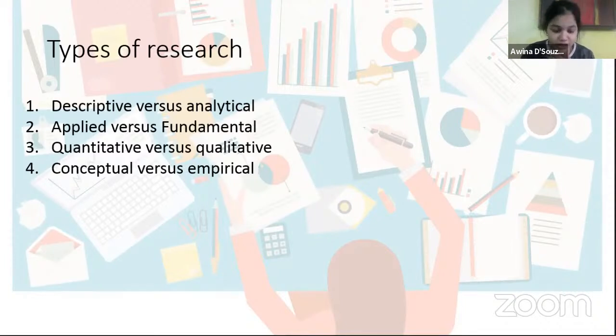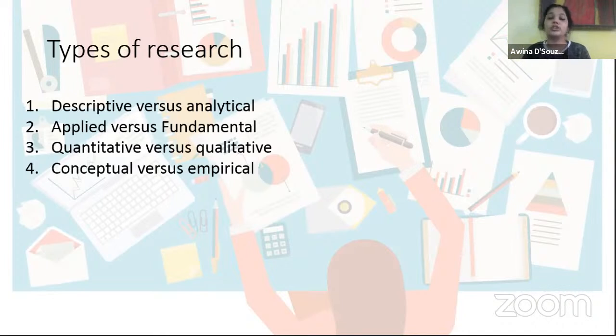Conceptual versus empirical. Conceptual, as the word says, is more abstract. It is more based on a concept. Many theories, when combined together, give you a complete mixture of a concept. That is basically conceptual. But empirical is based on a theory, only one particular theory on which you are trying to do the research.